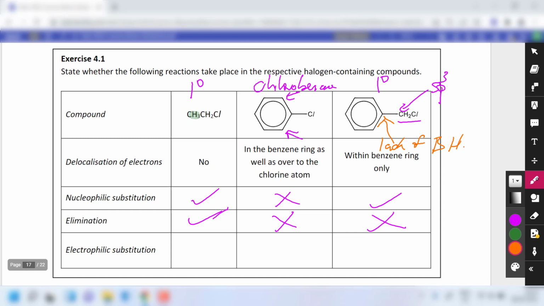What about electrophilic substitution? Of course, chloroethane no, but for the other two, yes. It doesn't really matter here. Chlorobenzene will probably react a little bit slower as compared to chloromethylbenzene, but they can still undergo electrophilic substitution due to the presence of the phenyl ring.